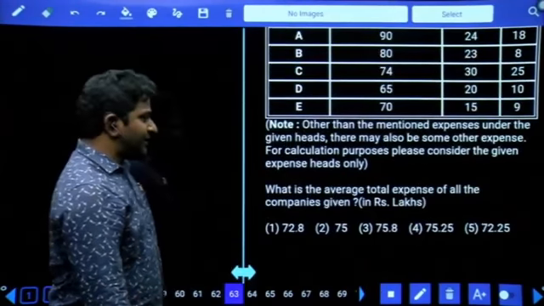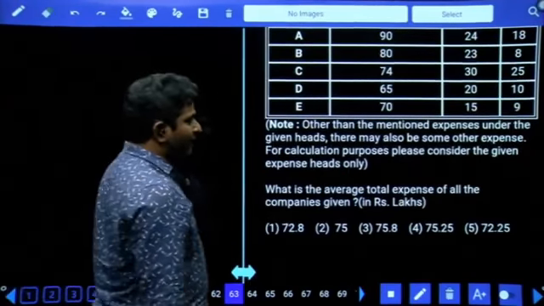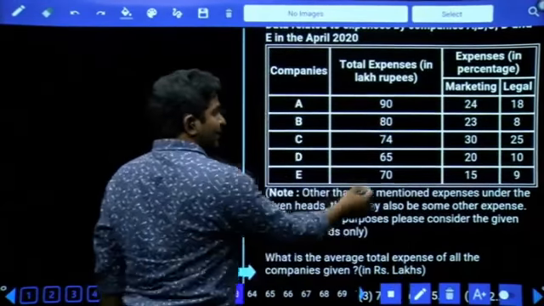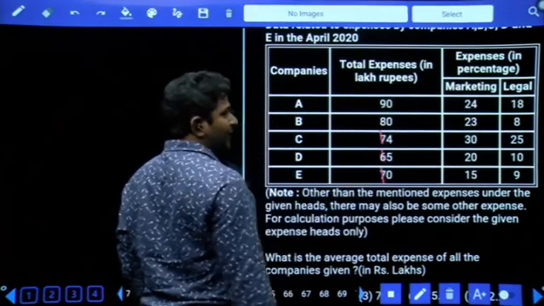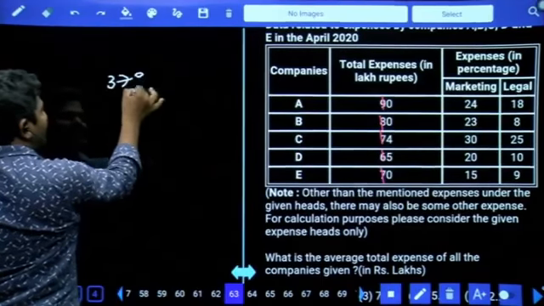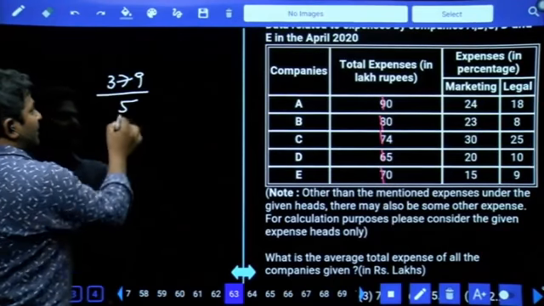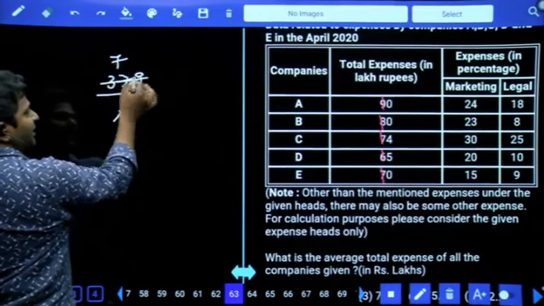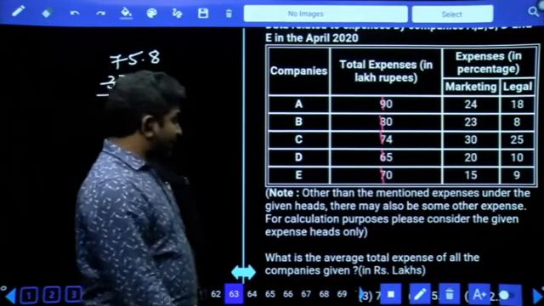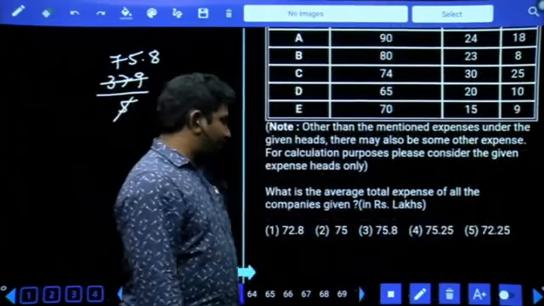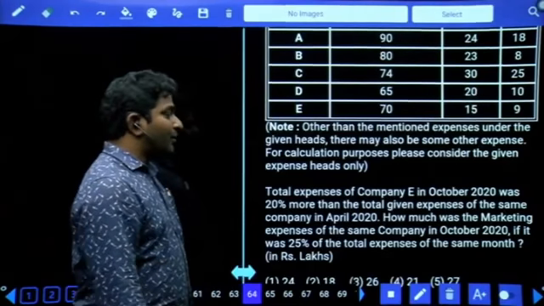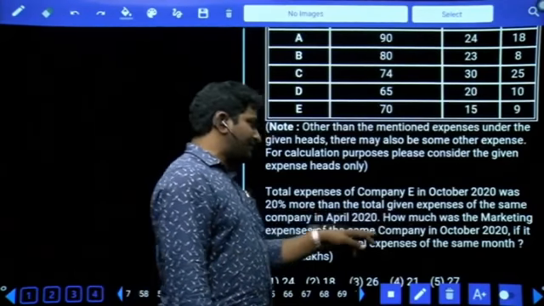What is the average total expenses of all the companies given? Average total expenses that they are asking. That means average of all the values. 70, 70, 140, 60, 200, 280, 370, 379. Average, divided by 5. That is equal to 7 times 35, 29 we have, 5 times 0.8 times. 75.8. 75.8, third option answer.